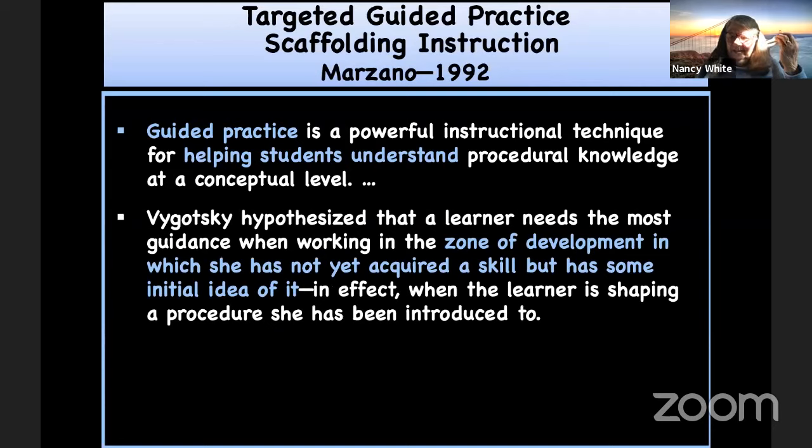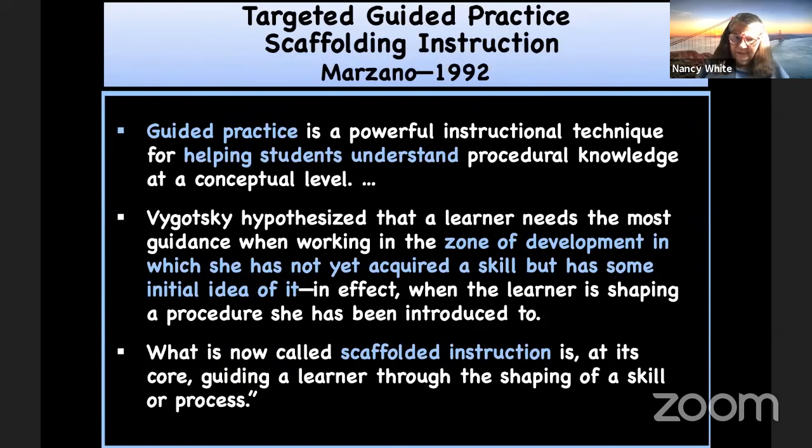Vygotsky hypothesized that a learner needs the most guidance when working in the zone of development in which he's not yet acquired the skill. And then as he becomes more able, he needs less scaffolding. That's the gradual release of responsibility. So what we call scaffolded instruction is guiding a learner through the shaping of a skill or process.